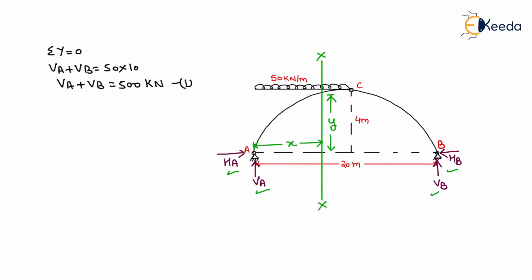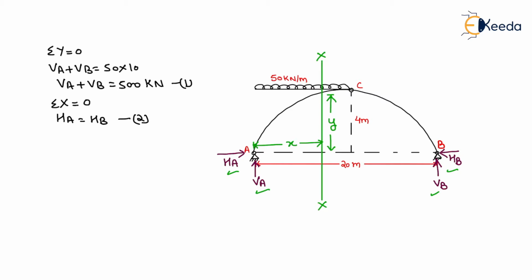Now the second equilibrium condition is summation of all the forces in the horizontal direction is equal to 0. So HA will be equal to HB. That is our second equation. Okay students.